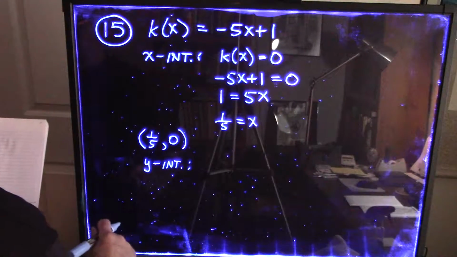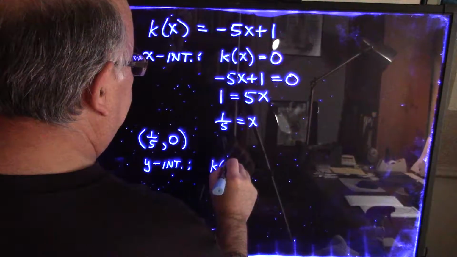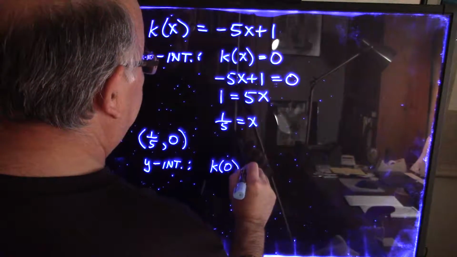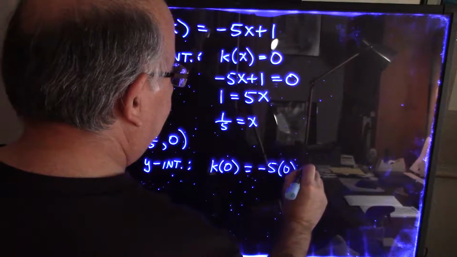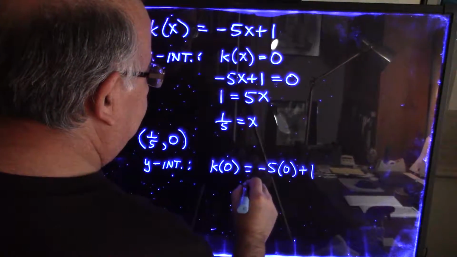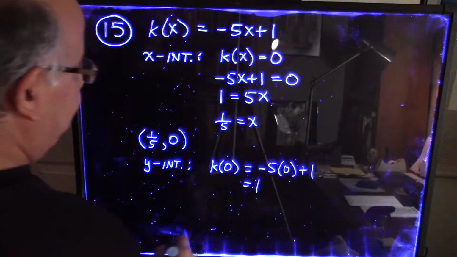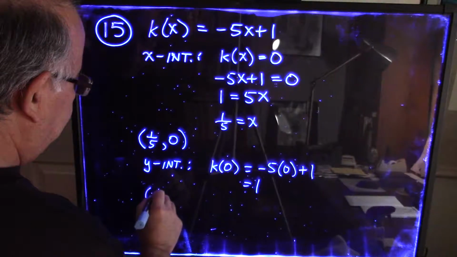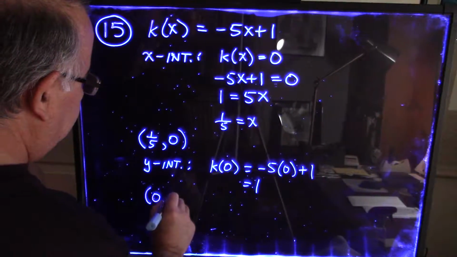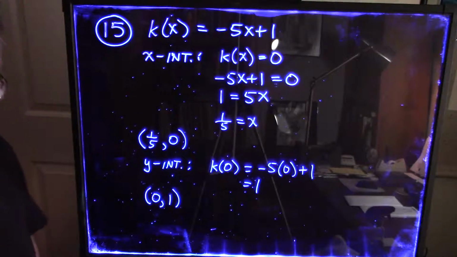So we just want to calculate k of 0 for this one. Let x equal 0 in k of x. So that's negative 5 times 0 plus 1. Negative 5 times 0 is 0. 0 plus 1 is 1. Alright? So x equals 0, y equals 1 is our y-intercept.